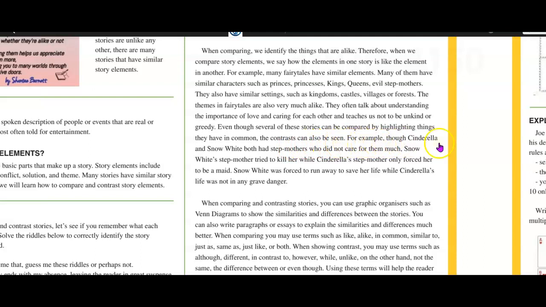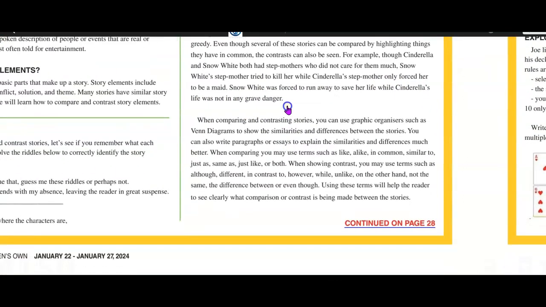For example, though Cinderella and Snow White both had stepmothers who did not care for them much, Snow White's stepmother tried to kill her, while Cinderella's stepmother only forced her to be a maid. Snow White was forced to run away to save her life, while Cinderella's life was not in any grave danger.